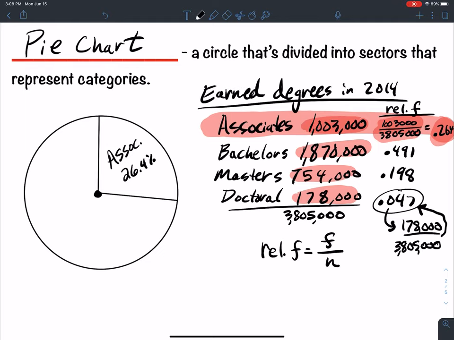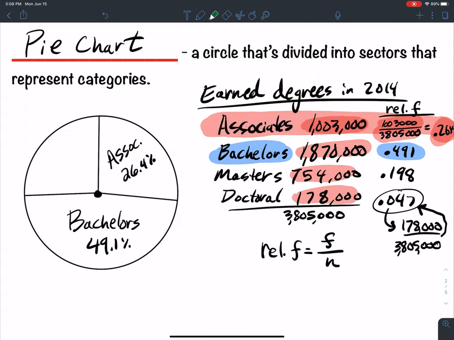Okay, bachelor's. Bachelor's looks like it's about 49%, which is almost half. So almost half of the circle, not quite half the circle. So maybe something like this. So that would be bachelor's, 49.1%.